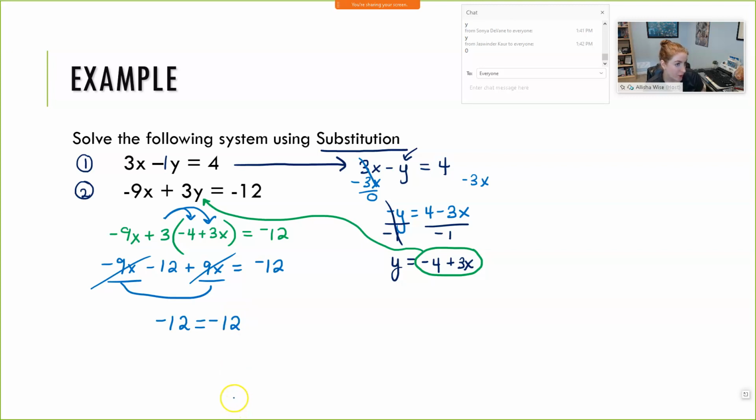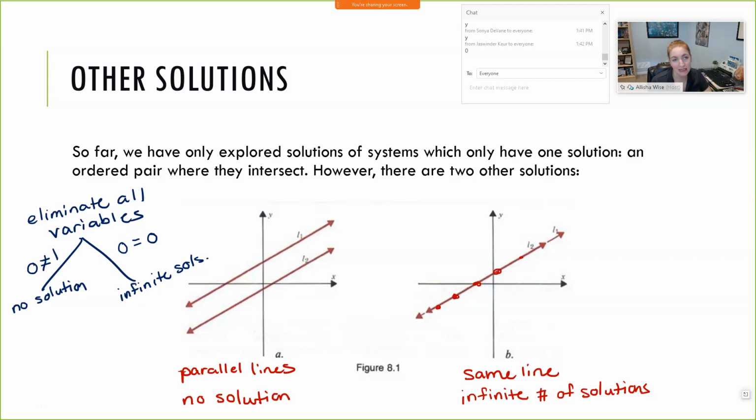Hold the phone. My variables are gone. What do I do? Well, I go back to this fancy slide or your page on your notes with all the information, and you go, this is a special situation that Alicia told me about. When my variables vanish, it's one of two situations. It's either no solution or infinite number of solutions. What do you guys think?